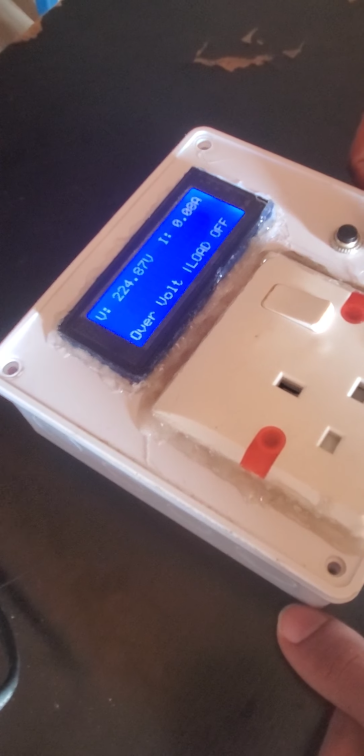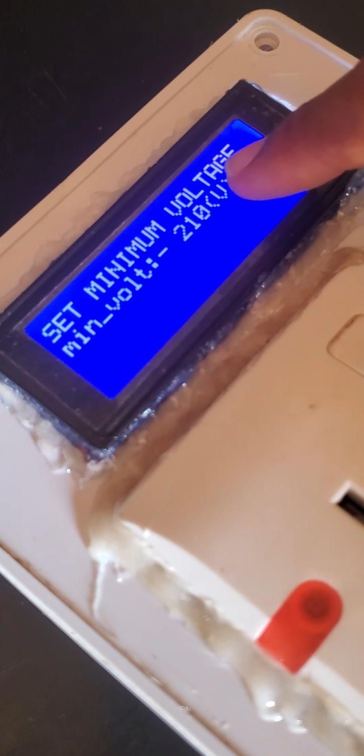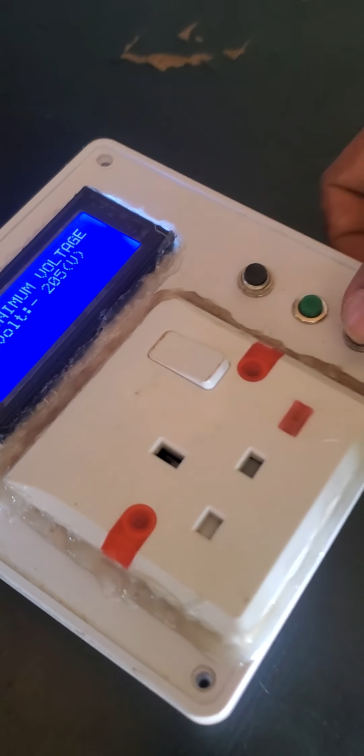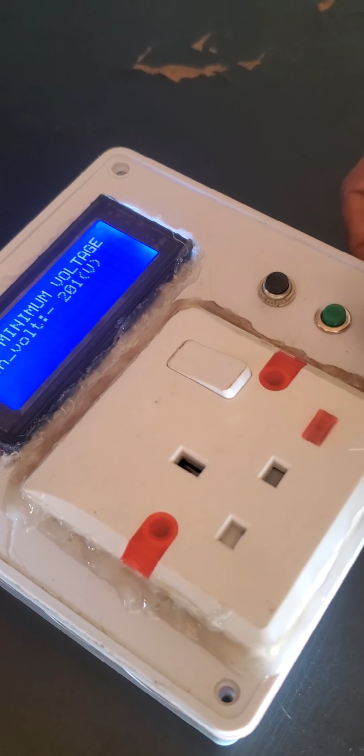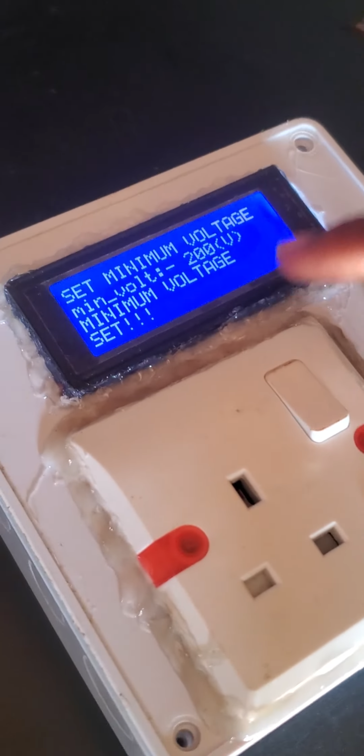Now we hit the menu button, which is the green button here. Once I hit it, the menu is displayed, and then set minimum voltage. The minimum voltage here is 210. Okay, let me reduce the minimum voltage to 200. So this is my decrement. 200. So I have the minimum voltage set.